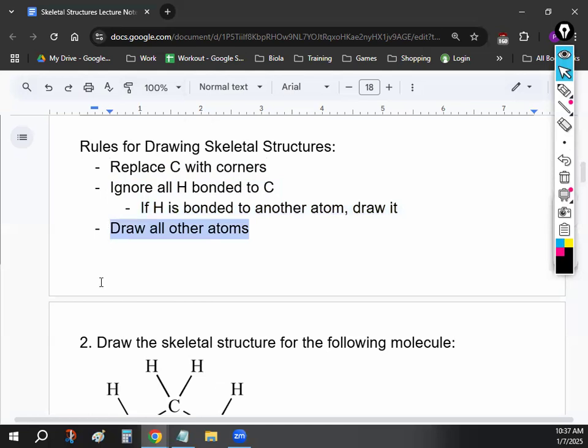Okay, and then the last rule is you just draw all the other atoms. So if you have a nitrogen or an oxygen or a chlorine or something like that, you draw all of those. All you do is you replace carbon with corners, and you can ignore all the hydrogens that are connected to a carbon. So those are your 3 rules. Just make sure you guys have them jotted down, because we're going to refer back to them as we do our problem.